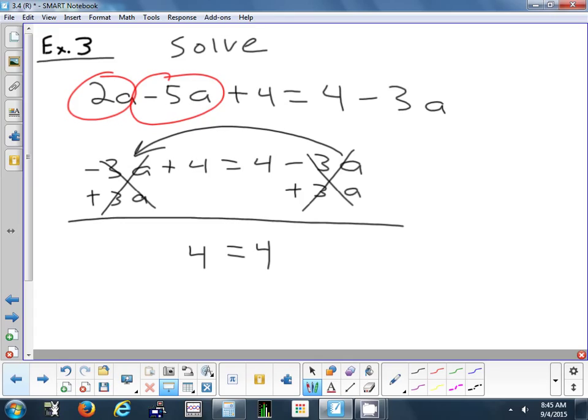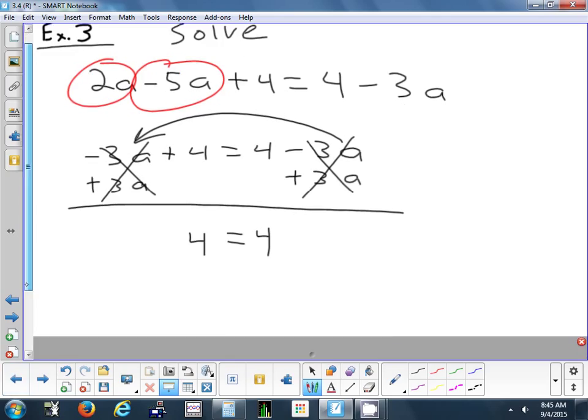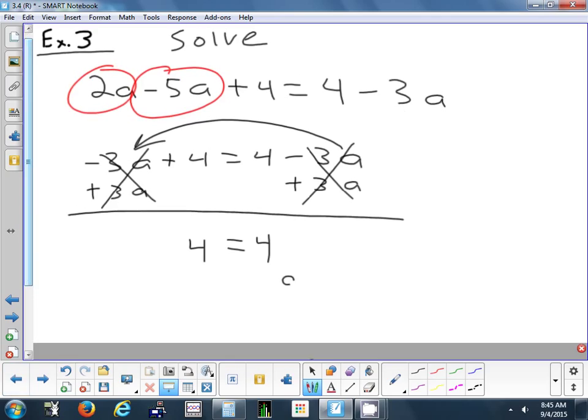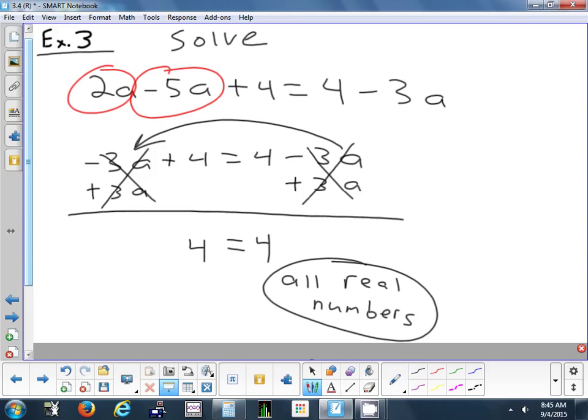What do you think this means? Yeah, Sam? Any number. Yeah, any number is a solution. Okay? So the way we write that, we just write this phrase down: all real numbers. What does real mean? Real means not fake. No. Real means basically positives, negatives, fractions, decimals, anything.